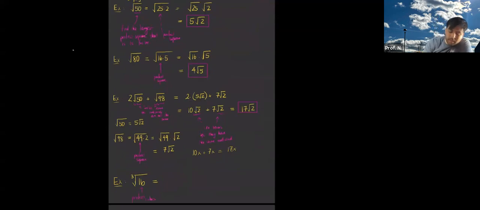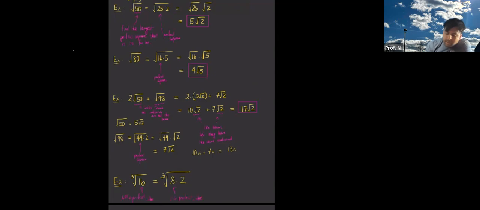I have to try to find two numbers, one that is a perfect cube, that multiply to 16. So now I have to worry about my perfect cubes. What are my perfect cubes? 1, 8, right? 2 cubed is 8. 3 cubed is 27. 4 cubed is 64. So those are the perfect cubes. Now 16 can only be rewritten as what? As 8 times 2, where 8 is a perfect cube. This is not a perfect cube. This is a perfect cube.